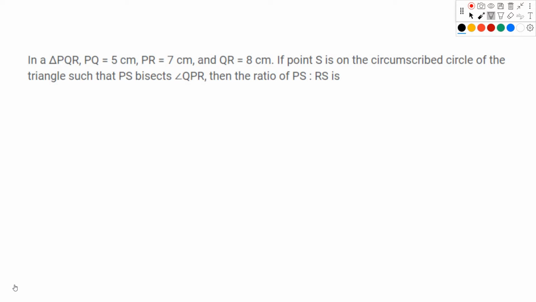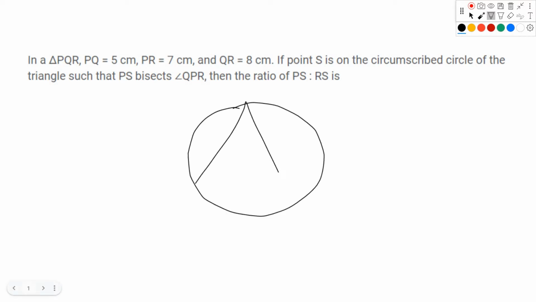So let us first draw the circle here. So this is our triangle where PS bisects angle P. So S is going to be somewhere here, and these two angles are going to be equal. Now what we have to find is the ratio of PS to SR.